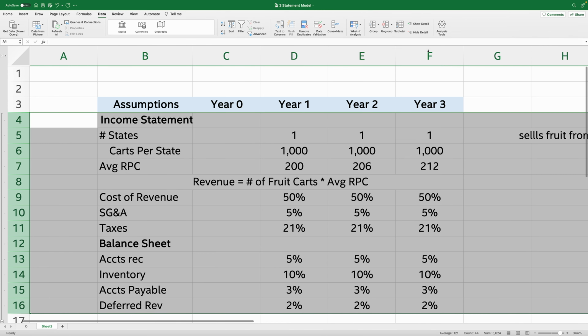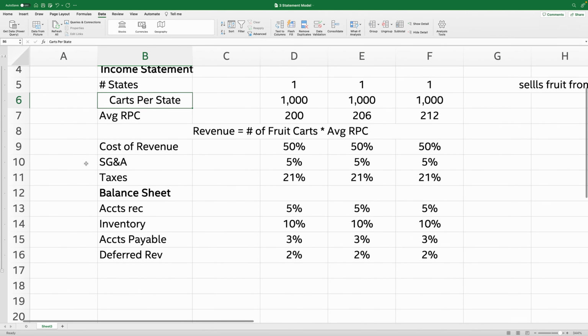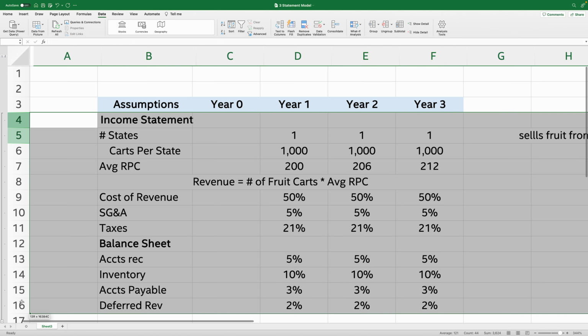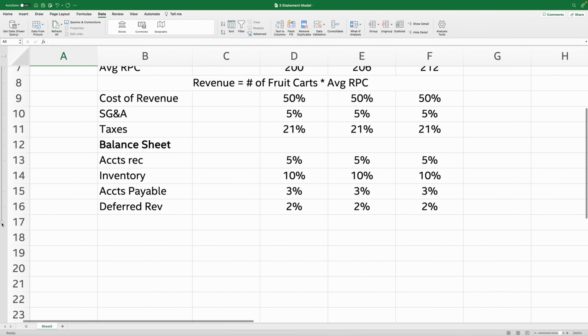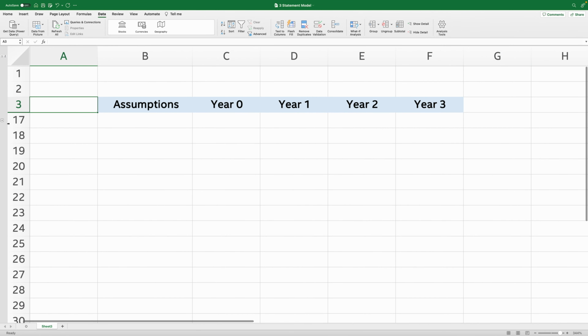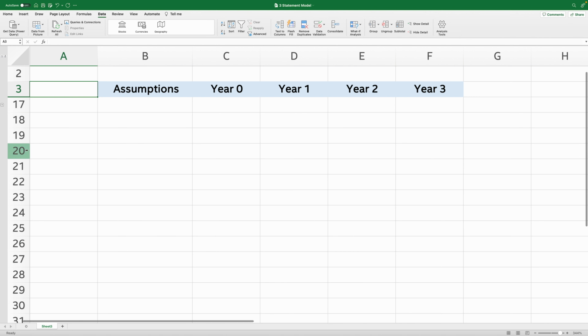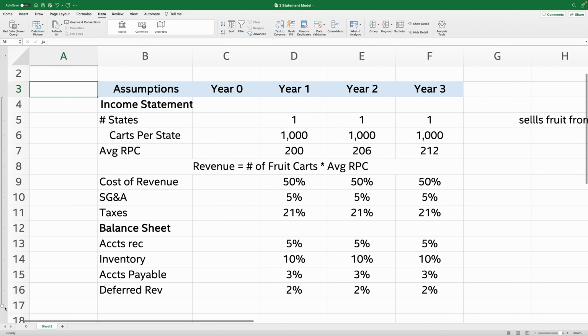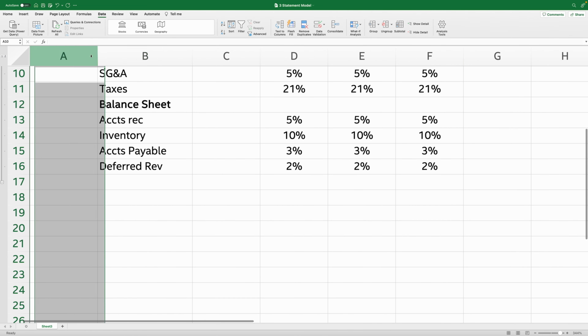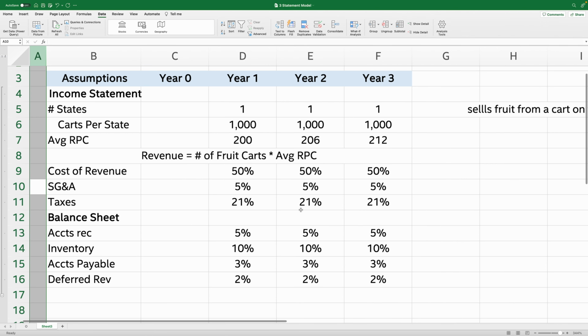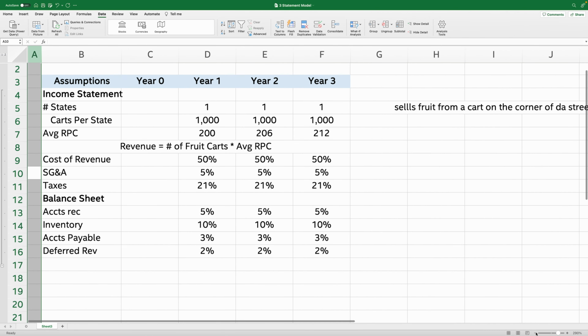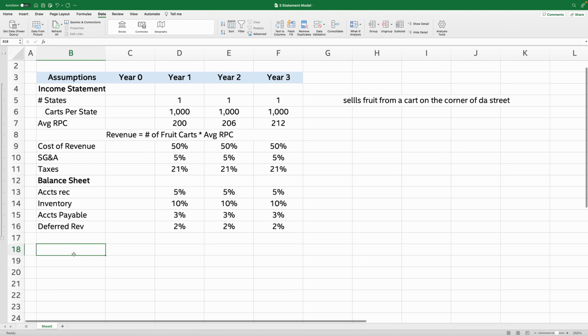Let me group all of this. If you aren't familiar with grouping, you just grab all of them, go to data, and then hit group. So now I have a little drop down. I can close them down. I can bust them open. Because we're going to have all these statements on the same page, this collapsible stuff will come in handy. All right, now let's start on the income statement.